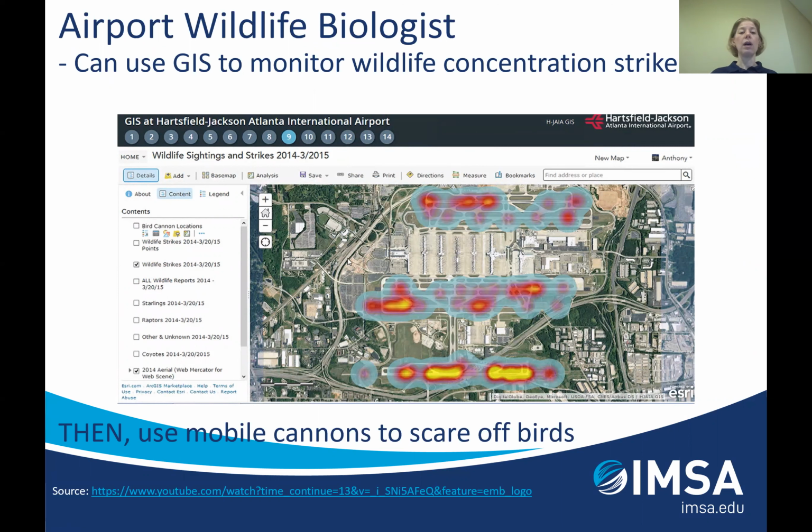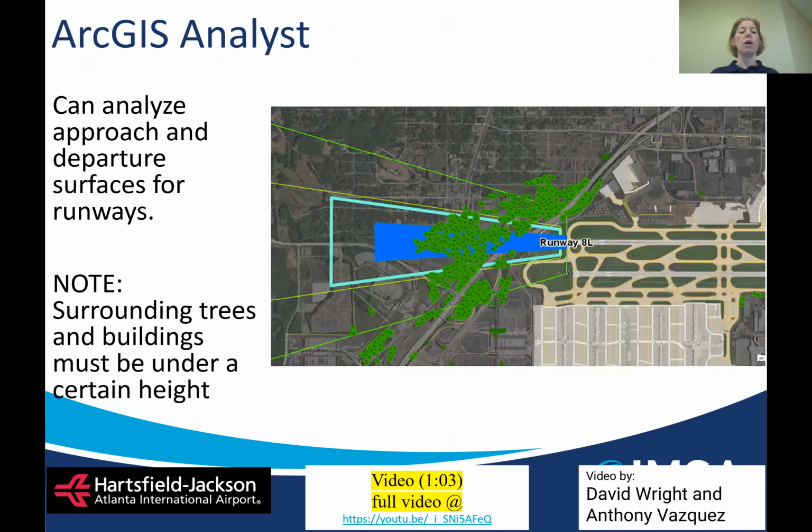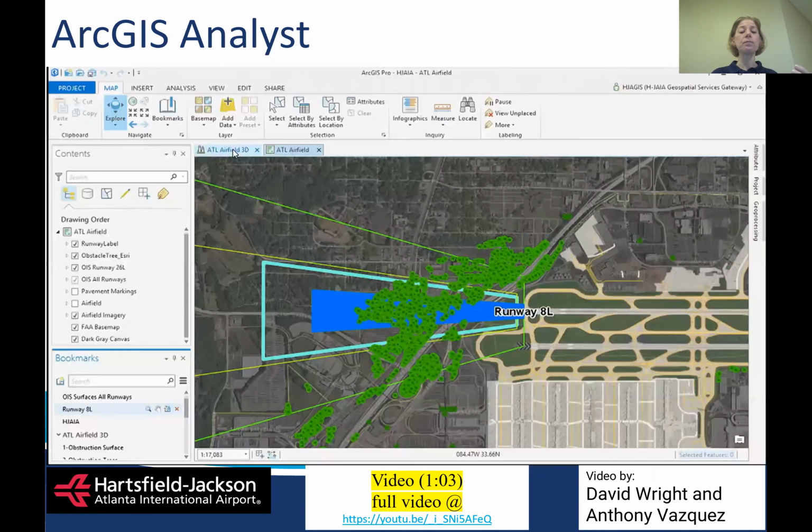They're able to map and monitor where birds are, and then they can put out mobile cannons that blow to scare off the birds, because birds can be harmful to aircraft and can cause accidents and crashes. More with ArcGIS analysts in terms of software. There's a great video here that talks a little bit about how they're using ArcGIS software to map out the surrounding trees, because trees can be obstacles for aircraft that are taking off or landing.